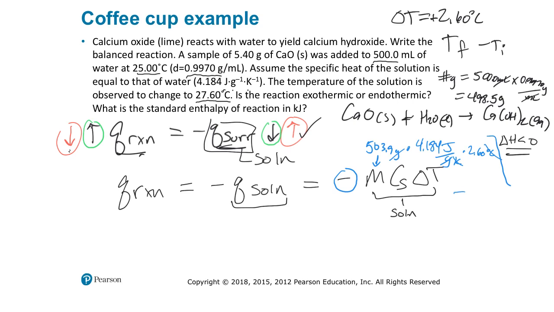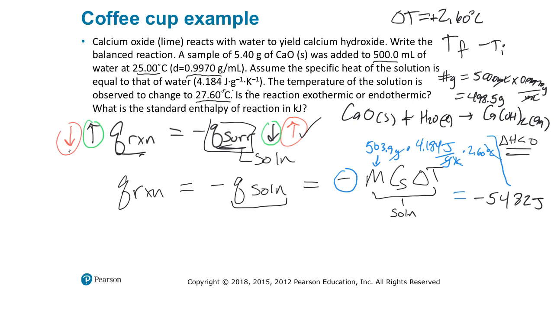So I get my Q reaction here to be equal to 503.9 times 4.184 times 2.60. The negative of that, so this is minus 5,482 joules.